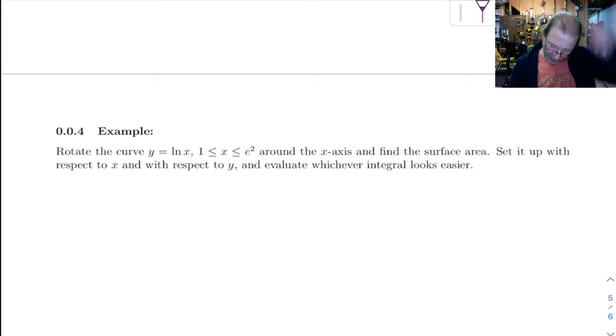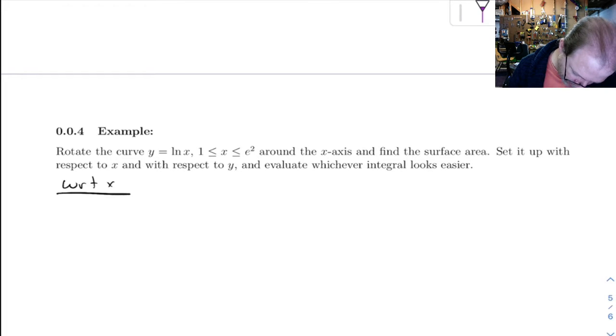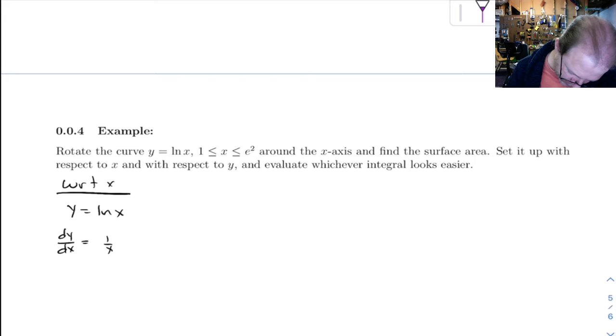So let's put that away, and let's do it with respect to x and with respect to y. So let's do x first. If we do it with respect to x, we've got y equals ln x, y prime, or dy dx, as we're calling it now, is 1 over x. So our ds in this case is going to be square root of 1 plus 1 over x squared dx.